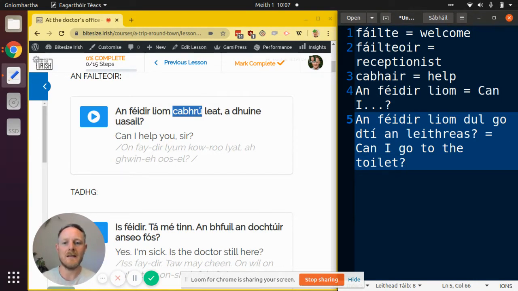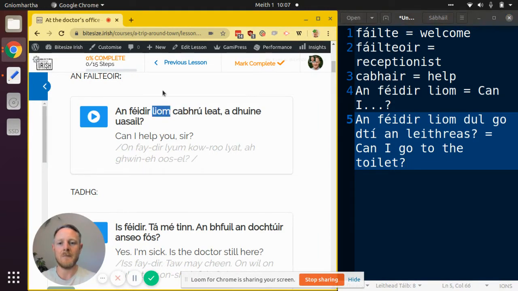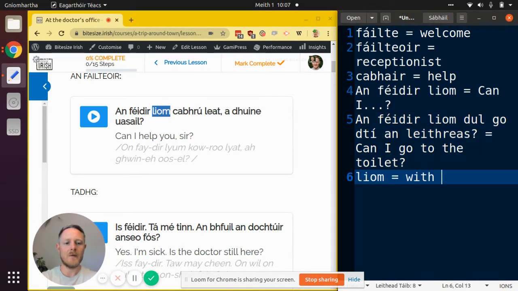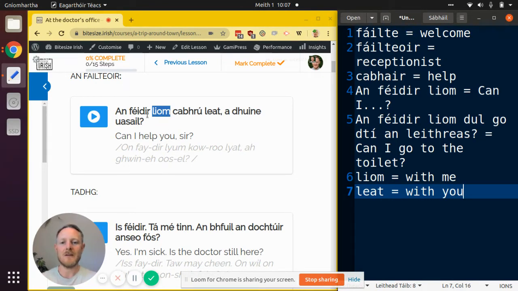So an féidir means can. An féidir liom, that's an interesting word. Liom, with me. If you're translating, you'd say an féidir liom, can I. But literally, it's more like, is the ability with me. Liom means with me. Leat, with you. So an féidir liom, if you dig into it, is like, is the ability with me. But when you translate that to normal speech, what it means is, can I? Can I help you? That's what the receptionist said to Tadhg.